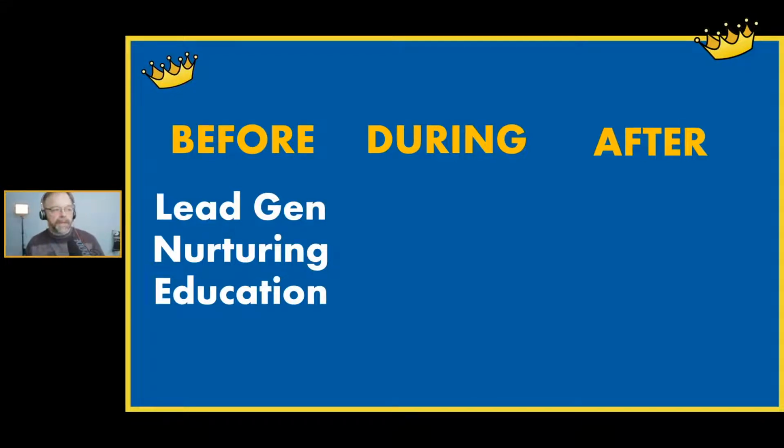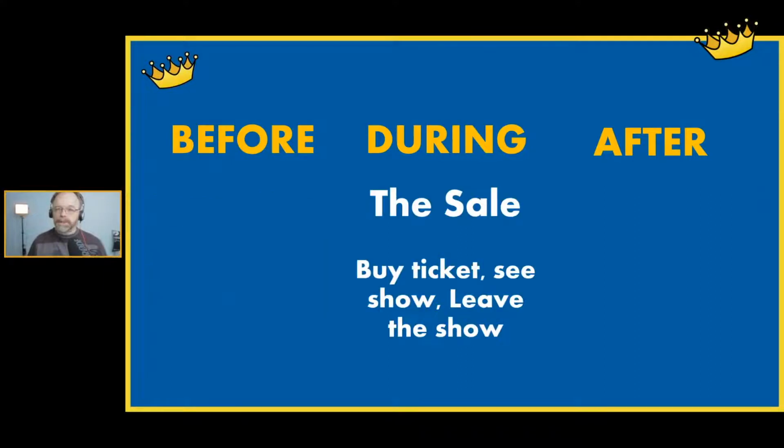And then if you do, we enter the during unit. And the during unit really is the sale. It's when they buy the ticket, it's when they see the show, it's when they leave the show. For me as a producer, that's what it is.